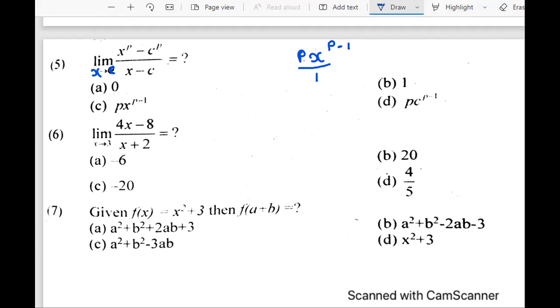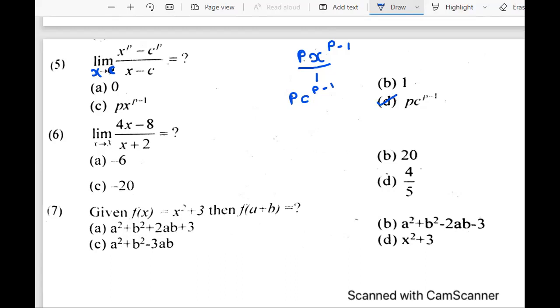Now I need to use the limit. So the limit comes instead of x. So this would be p, and x would become c because that is the limit, and c to the power p minus 1. So the answer is D. Again, I repeat, just like the first question, whenever we get 0 by 0 or indeterminate form, we cannot leave it like that. We need to take the derivative of numerator and denominator and then plug in the value, so we get a proper answer and not the answer in indeterminate form.